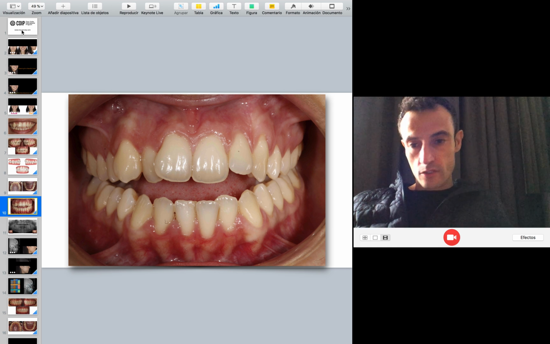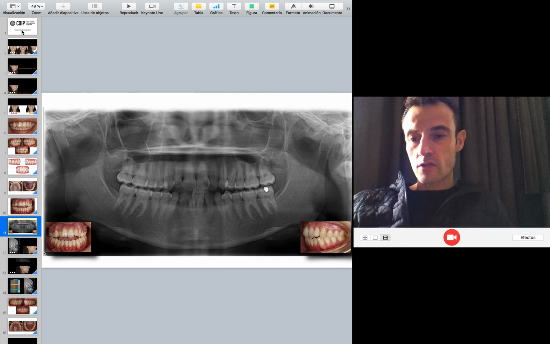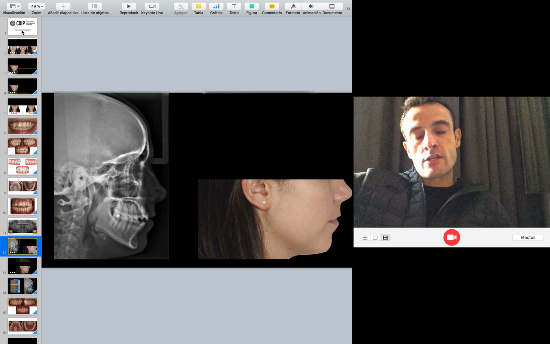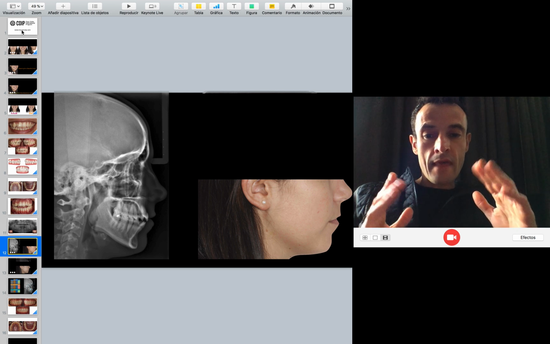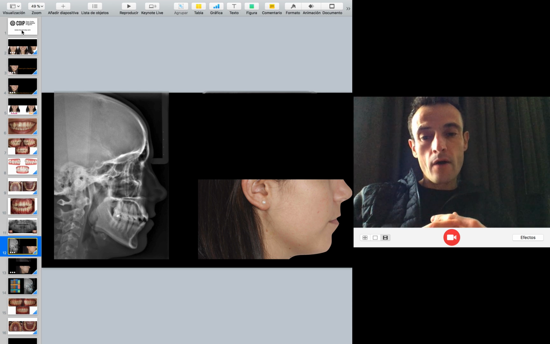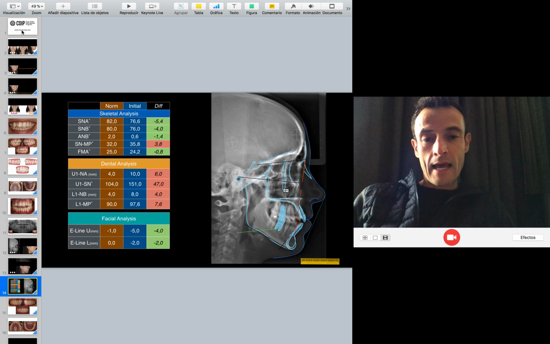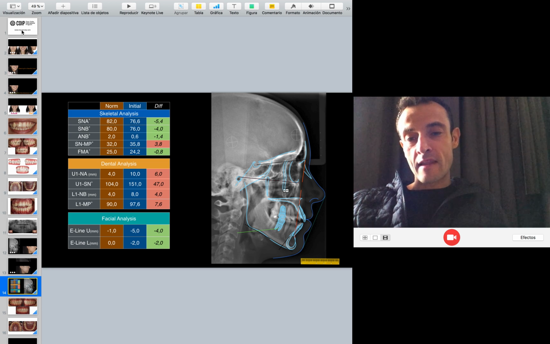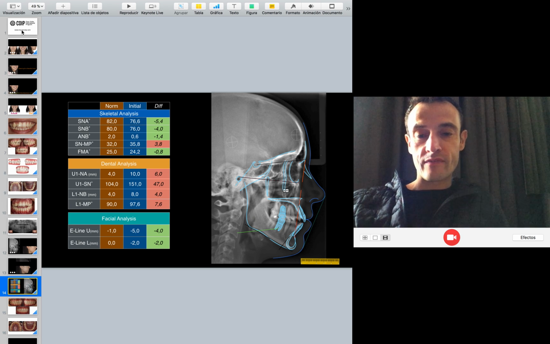So, analyzing all the records, as usual we take the panoramic and also the cephalometric, which show us the huge proclination that we have. We need space to move these teeth back inside the mouth to give a good angulation, because if we analyze the cephalometric, you can see the angulation of the upper incisor: the value of U1-SN is 151. This angle is increased more than 45, it's 47 degrees increased.